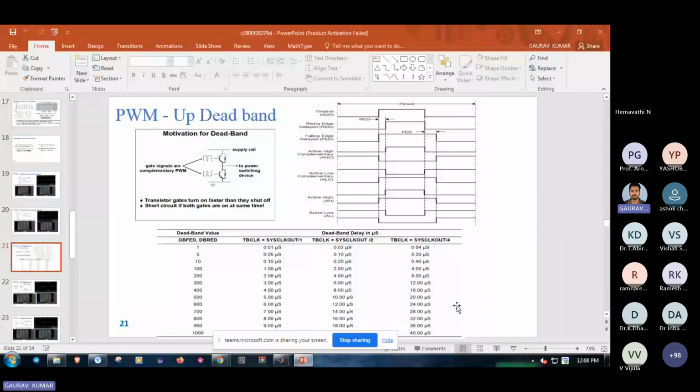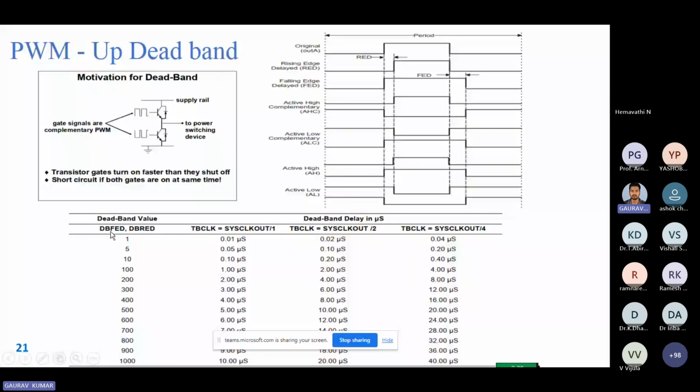How to select the value? If we have the TB clock, which is system clock out by 1, meaning the TB clock is equal to system clock, then this is the delay we can produce. This one we have to select the deadband value, dbFED. Deadband falling delay, deadband rising delay. You have to select this one.